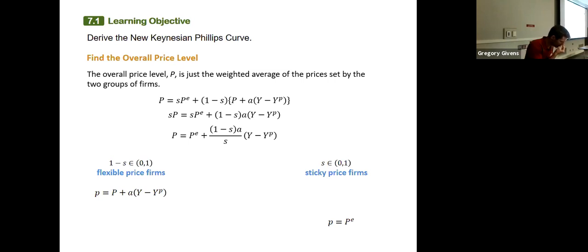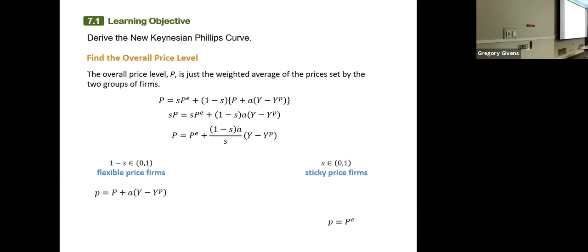Okay, let's interpret this result. I want to stop doing the math for a minute and make sure you guys understand the economics, okay? First off, I want you guys to tell me, what happens to the overall price level if the expected price level goes up by, let's say, 1%? If the expected price level goes up by 1%, the overall price level goes up by 1%.